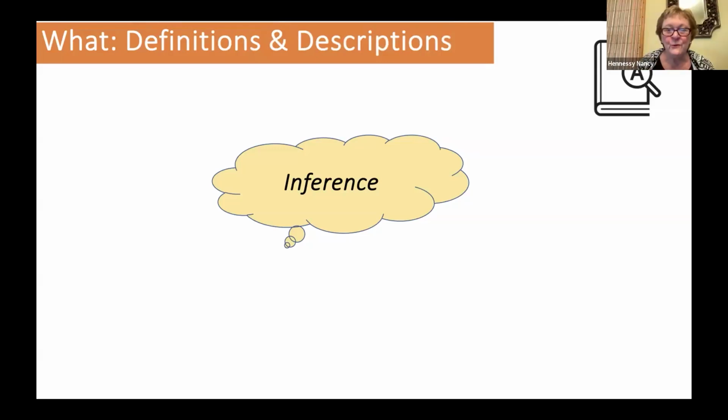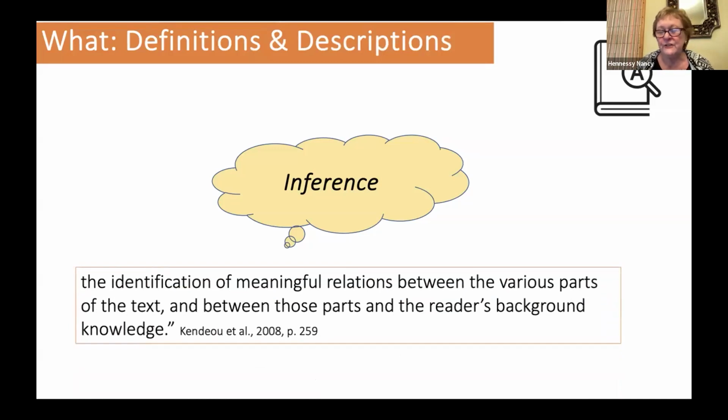All right. Very cool. So this is the definition. This is Kendow's definition. And I think it's a very meaningful one because it focuses on the two types of inference we're going to be talking about this evening, which in the literature are called necessary inferences. So first of all, the identification of meaningful relations between the various parts of the text. So let's stop there.